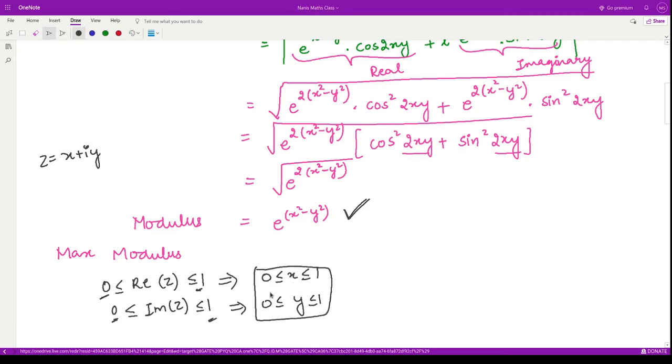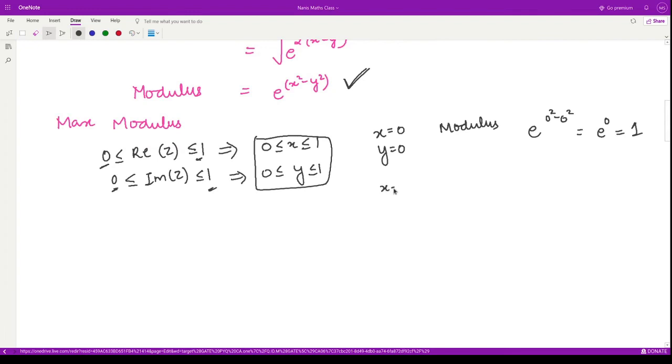Now we can use the end conditions. Firstly assume x is equal to 0 and y is equal to 0. Our modulus becomes e to the power 0 square minus 0 square, which simply is e to the power 0, which is 1. Let us now calculate for when x is 0 and y is 1. In that case it becomes e to the power 0 square minus 1 square, so e to the power minus 1, that is 1 by e. Obviously this 1 by e is less than 1. So this is the maximum if we are only considering these two cases.